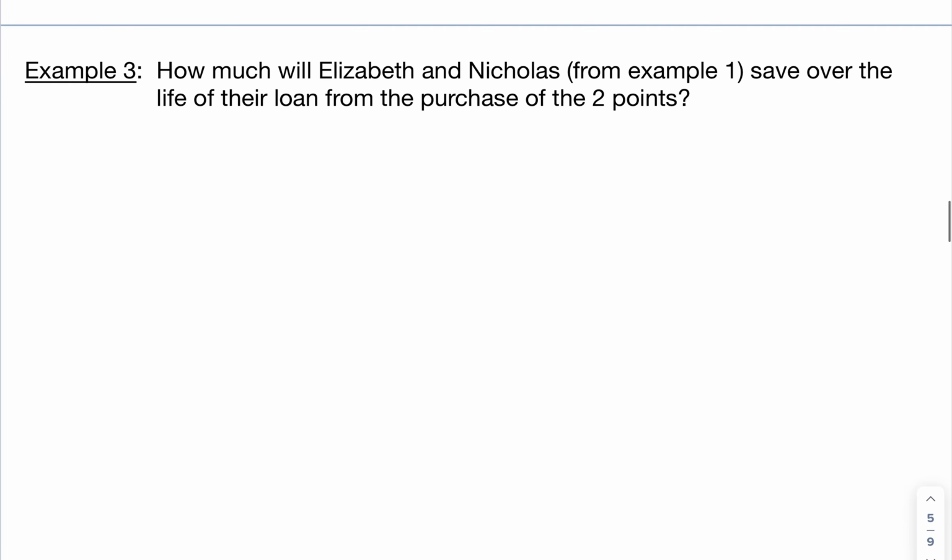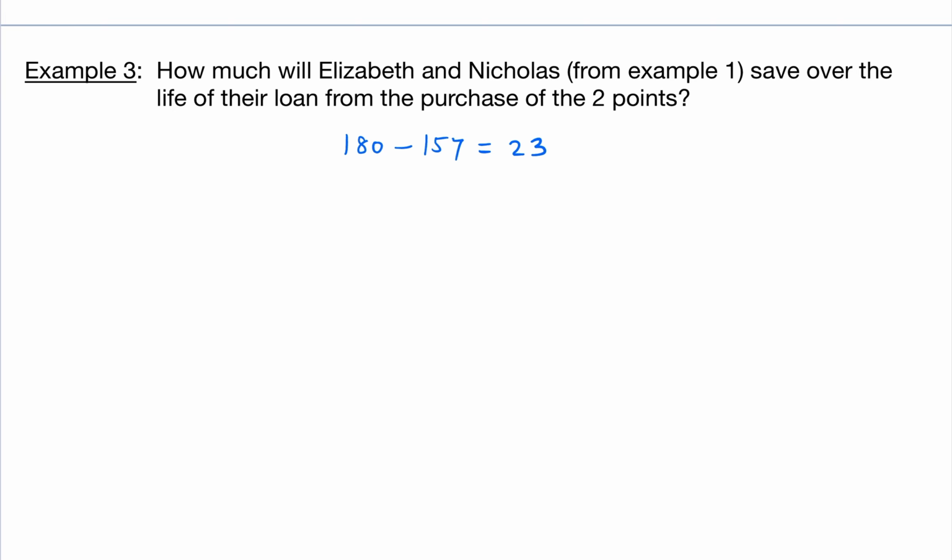All right, so let's go ahead to example 3. So continuing on, the question here is, how much will Elizabeth and Nicholas save over the life of their loan from the purchase of the 2 points? Well, we know from example 2 that it was going to take 157 months to break even. So the question is, how many months are left? Well, 180 months, which is the total term of the loan, and we subtract 157 months, which is our breakeven point, and that gives us 23 months.